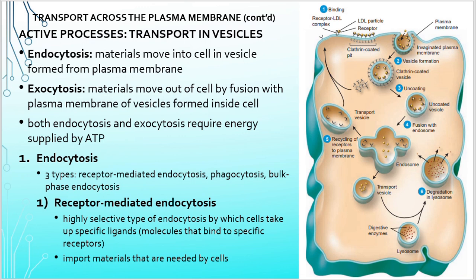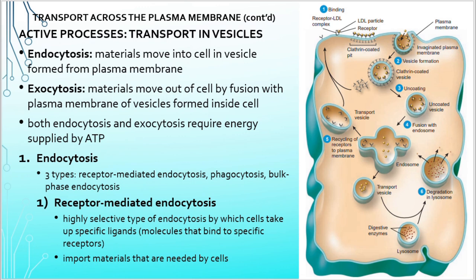As we noted earlier, a variety of other substances are transported in vesicles from one structure to another within cells and across the cells. Vesicles also import materials from and release the materials into the extracellular fluid. During endocytosis, which is one type of transport in vesicles, materials move into a cell in a vesicle formed from the plasma membrane.